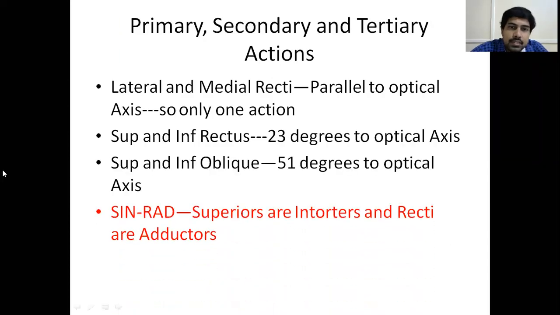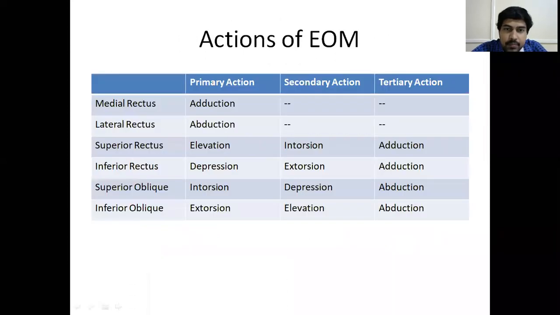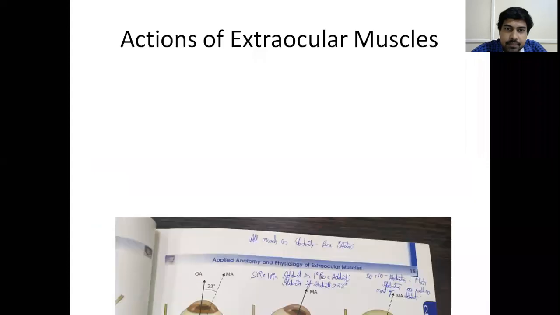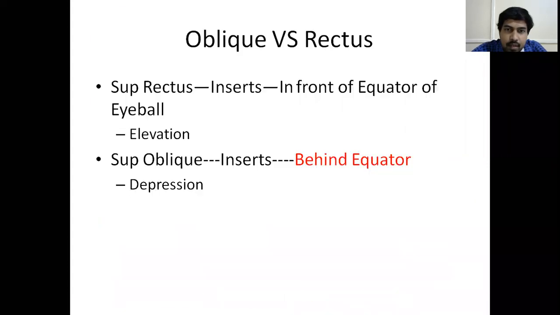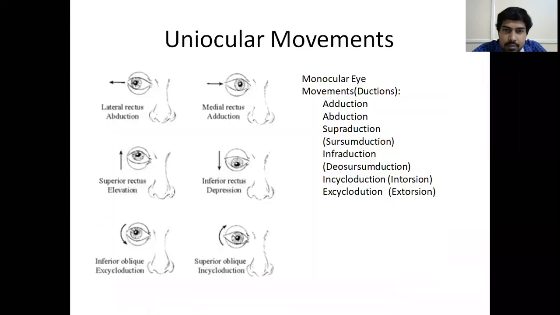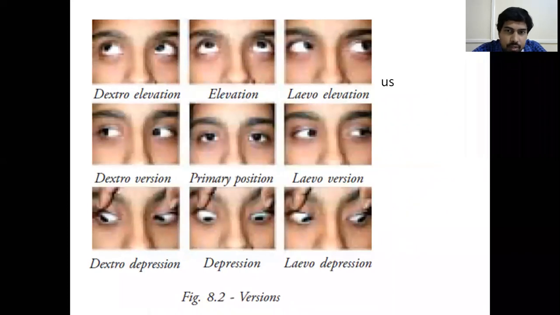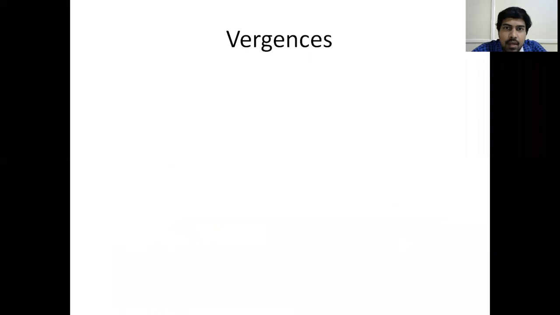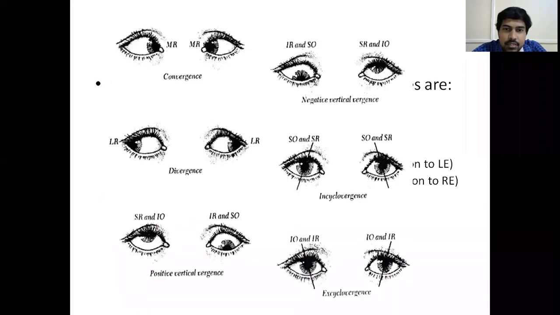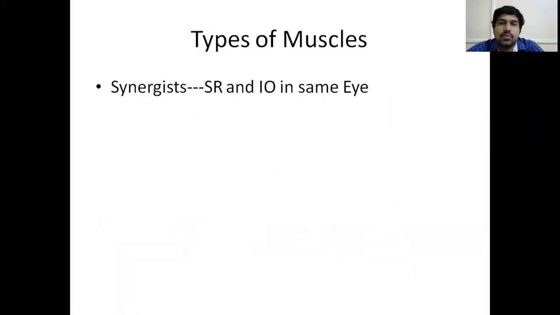And I told you to remember this SIN RAD. All the superiors are intorters, and all the recti are adductors. That thing you have to remember. So based on that, you can get this table. And I told you about insertion in front of the equator and behind the equator, showing the pen as an example, how it works. And these are the ocular movements: ductions, which are uniocular movements. These are versions, binocular movements, which they will ask you in your viva exams. And then there are vergences: convergence and divergence, incyclovergence, excyclovergence, and positive and negative vertical vergences. So that was about the last class.